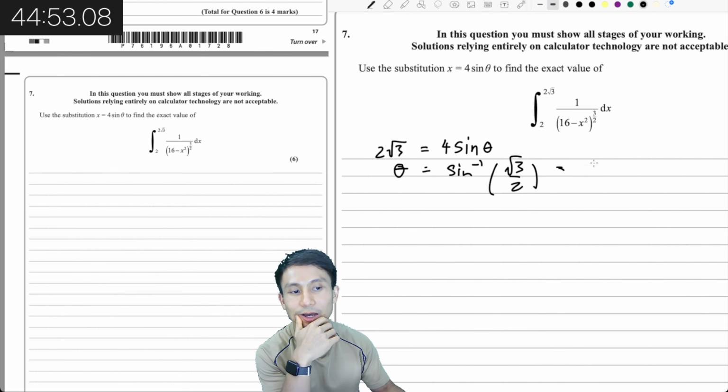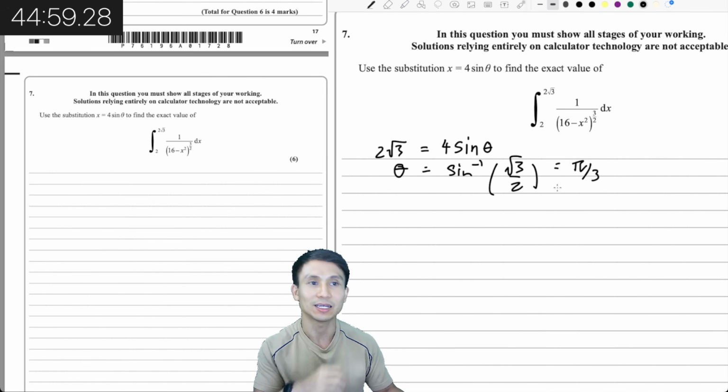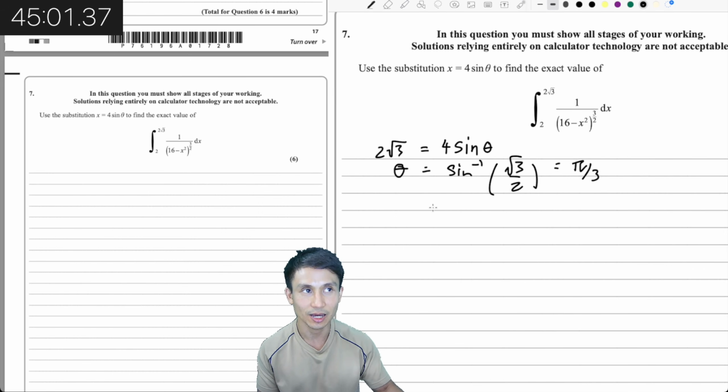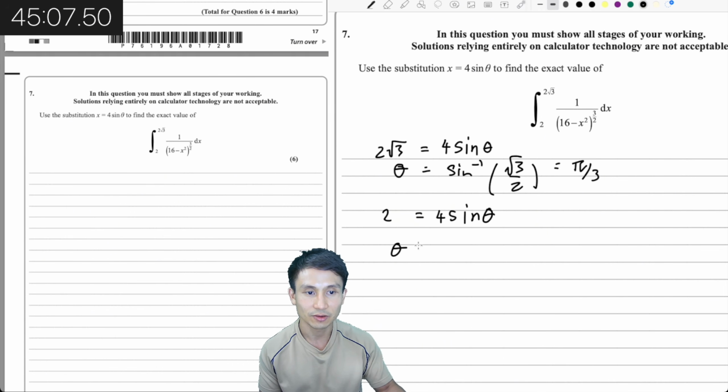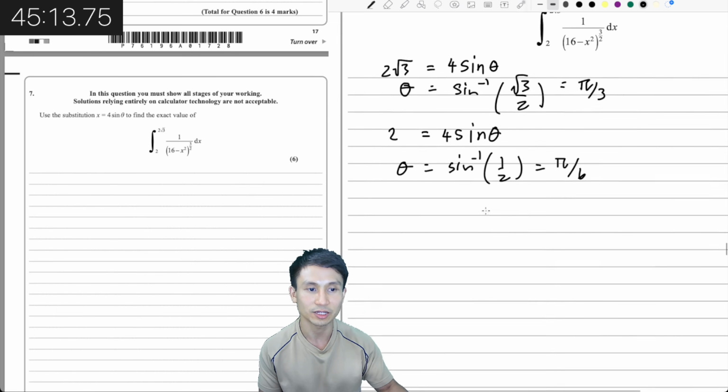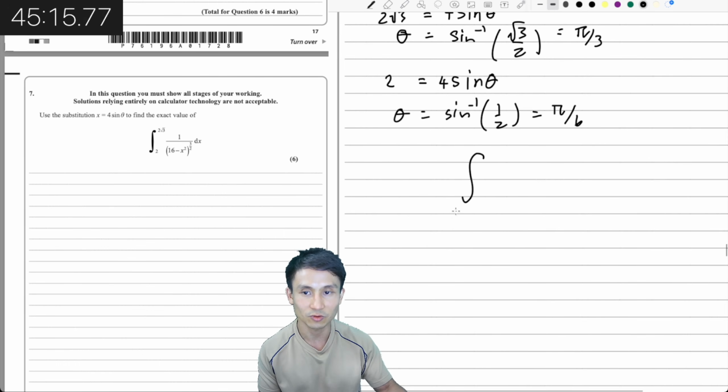Yeah, and that would be what? Root 3 over 2 is, I think, pi over 3, yeah? It's sine 60. Yeah. And then similarly, we get 2 equals 4 sine theta. Theta equals arc sine of a half. And that is pi over 6. So the lower bound is pi over 6. So then we have the integral with pi over 6 here and pi over 3 up here.